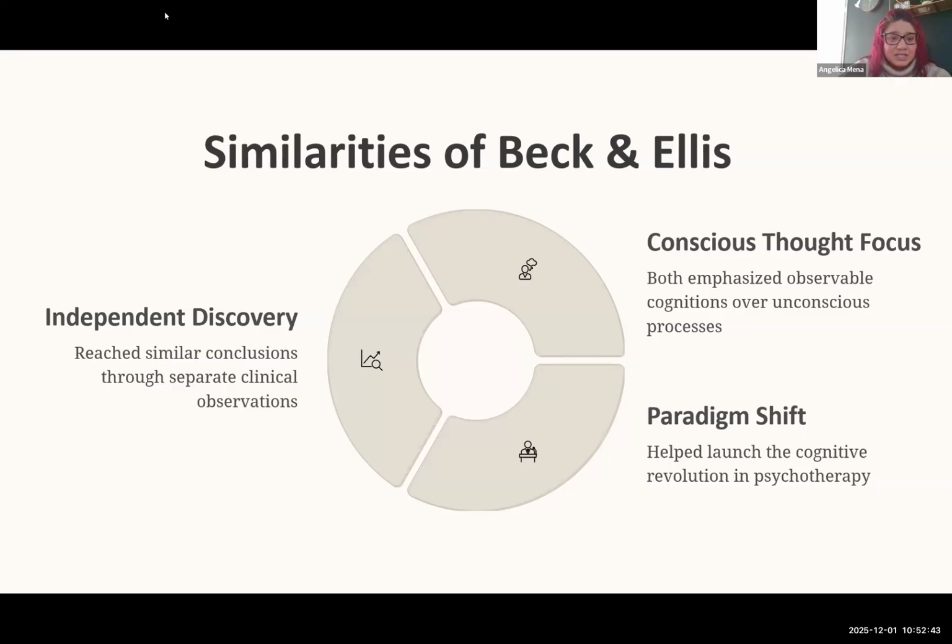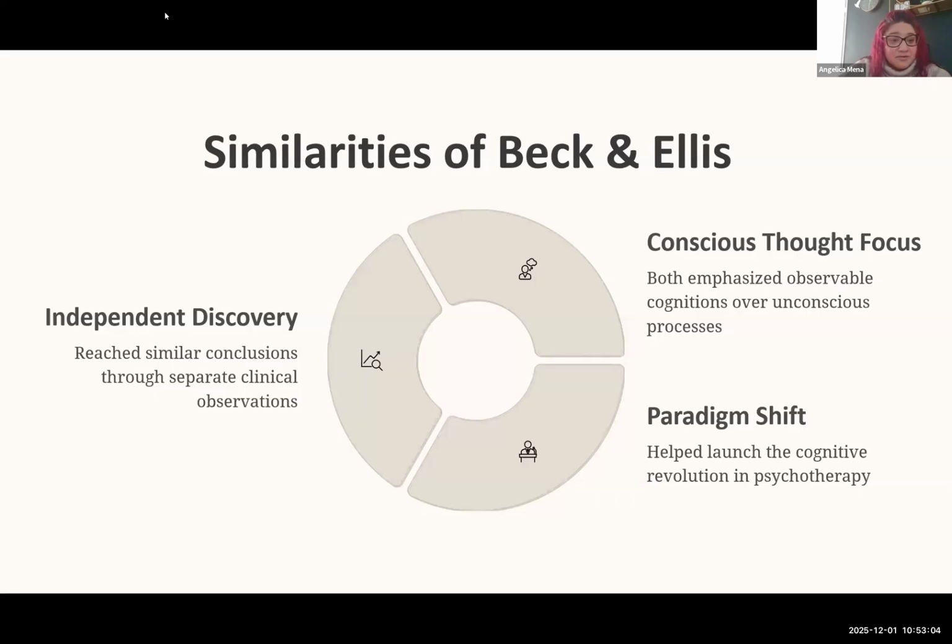and that change doesn't need to occur over this drastic long period of time. We don't need to always explore the origin of the issue and the why, right? We just need to help clients know what to do when this happens.